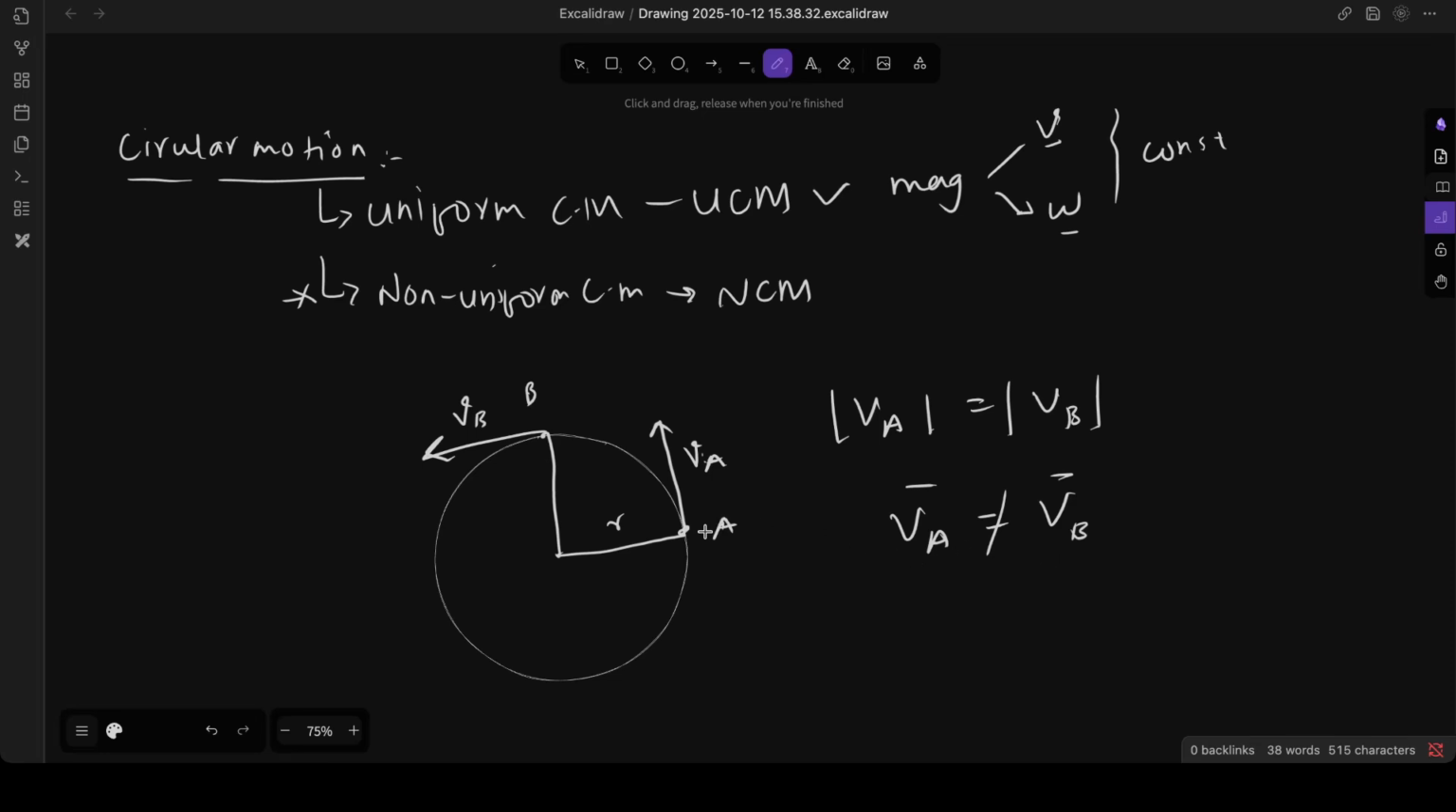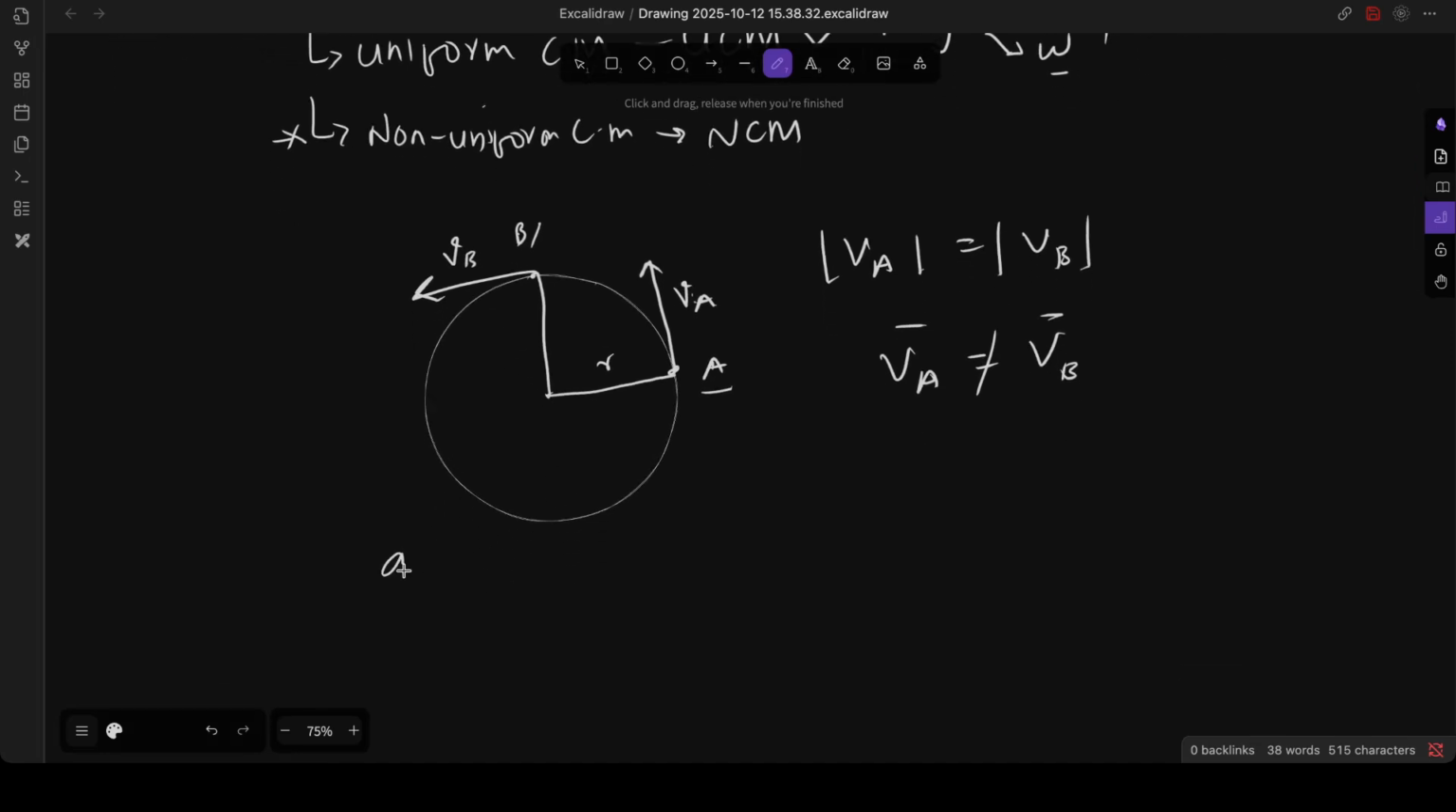So in a simple sense, when my body moves from point A to point B, there is a change in velocity. It's just a directional change, but change is change. And if there is a change in velocity, that means my motion is accelerated motion, because acceleration is the rate of change of velocity. So there is some non-zero acceleration. Now the question arises: what is this acceleration, and what is its direction?